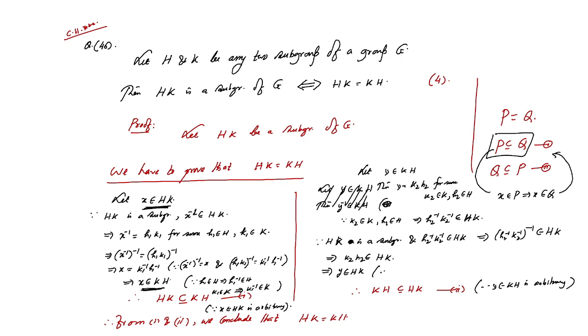That means Y belongs to HK. Why? Because Y equals K2 H2. So by using the condition HK is a subgroup, what we have proved? HK subset of KH and KH subset of HK. So that means HK equals KH. So the first part is done. Now we will move to the converse part.